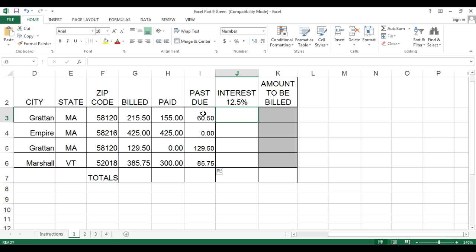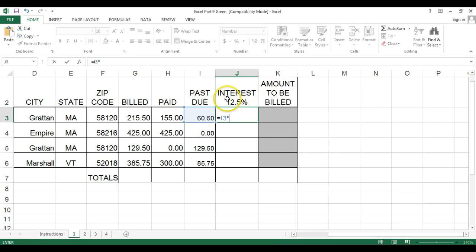Well, as you all know, with credit cards, if you don't pay it off every month, they're going to charge you. So what we need to do is multiply these two together. So we're going to start with the equal sign. Start with the past due. We're going to do multiplication, which is the star key.